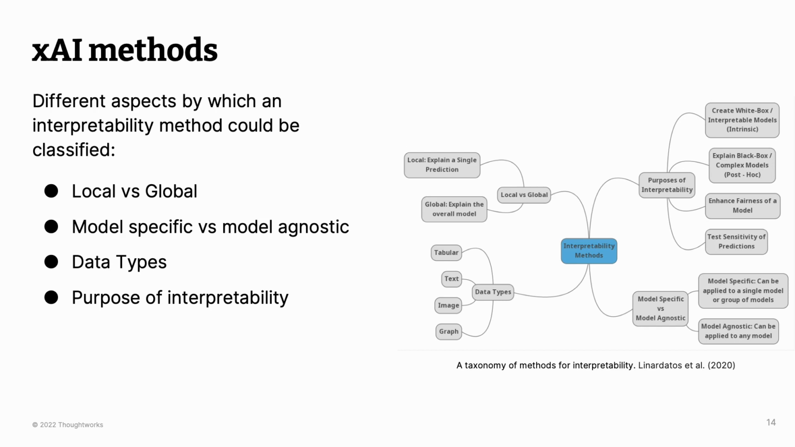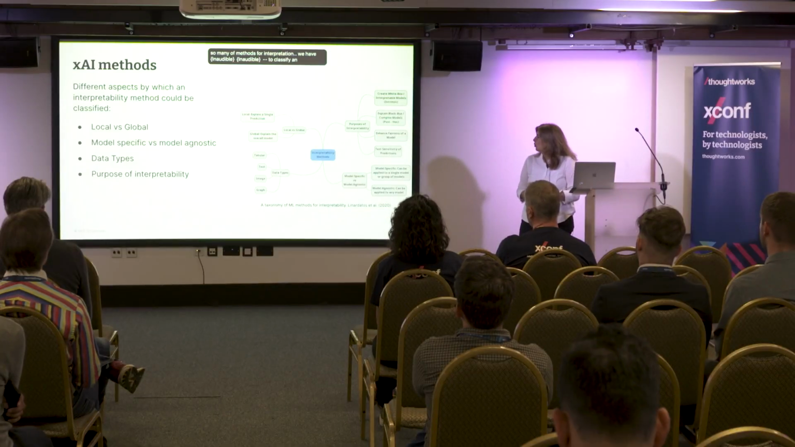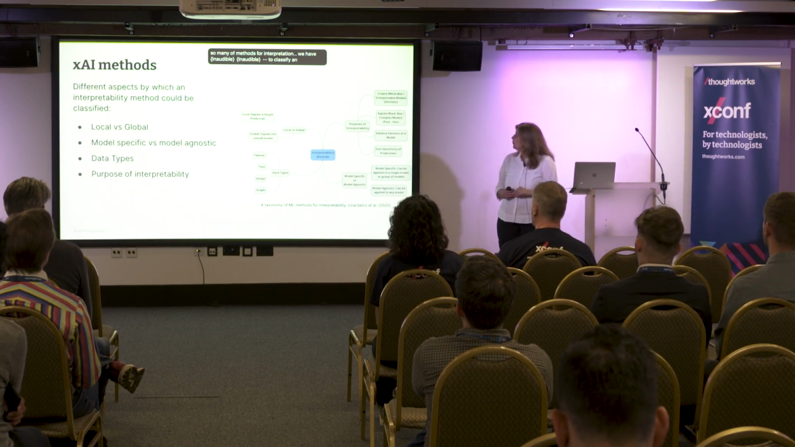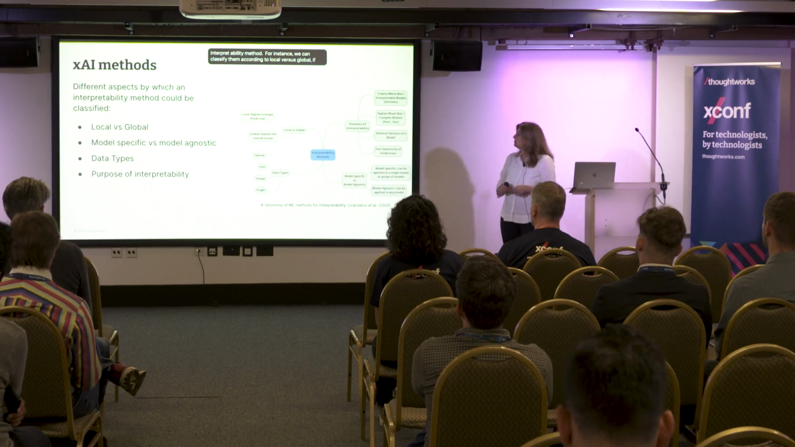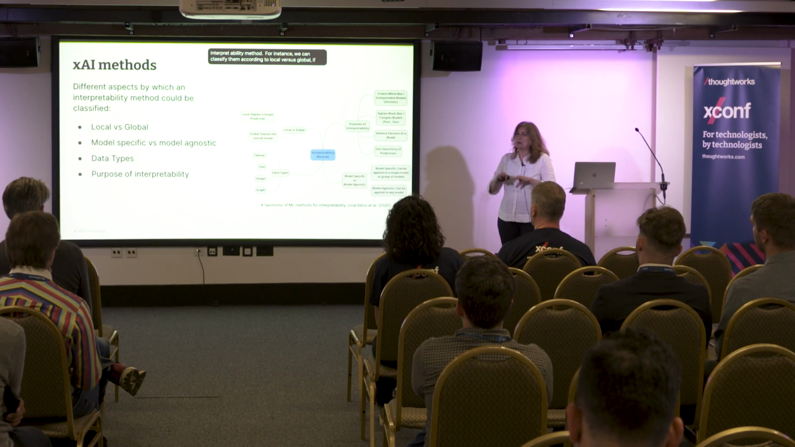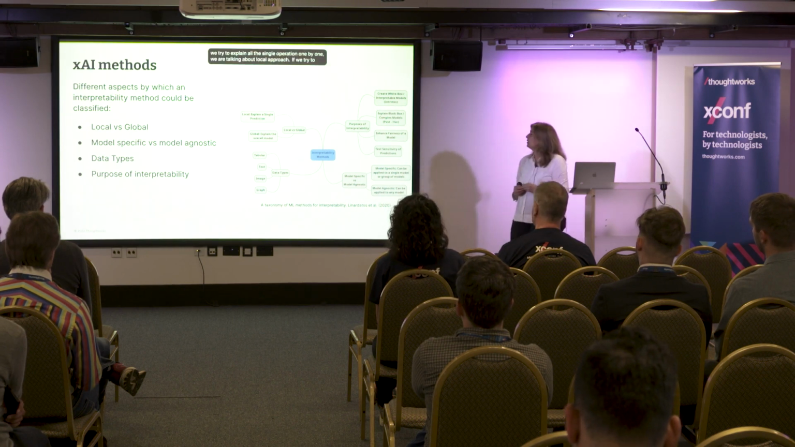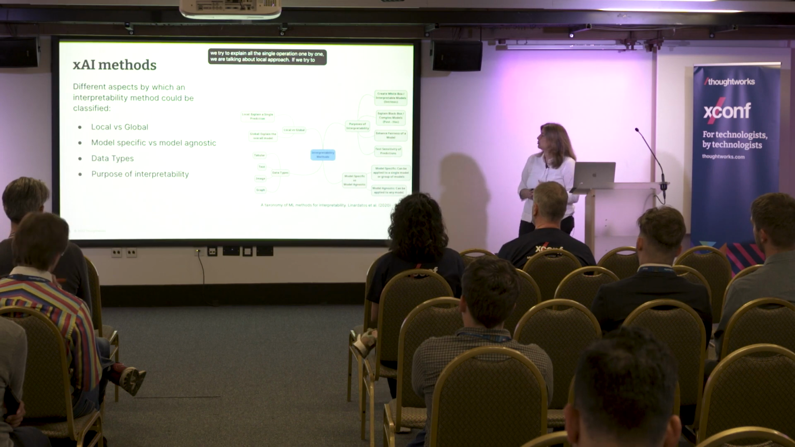I think it's useful to have a taxonomy of methods for interpretability. We can look at different aspects to classify an interpretability method. For instance, we can classify them as local versus global. If we try to explain only a single prediction, or predictions one by one, we are talking about a local approach. If we try to explain the overall model as a whole, we have a global approach.